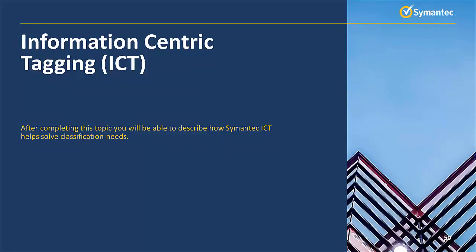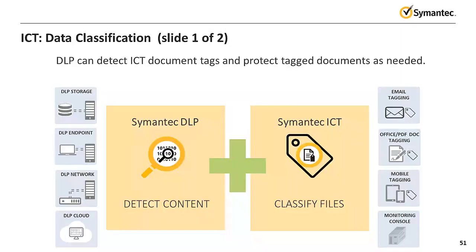Information-centric tagging, or ICT. In this topic, we'll discuss the Symantec ICT product and how it helps solve data classification needs. Symantec Information-Centric Tagging, or ICT, enables an organization to define and apply a consistent data classification and labeling policy. Data classification consists of multiple tags, each tag containing 3 levels of metadata, referred to as company, scope, and level, that identify the tagged content's place in the classification hierarchy.